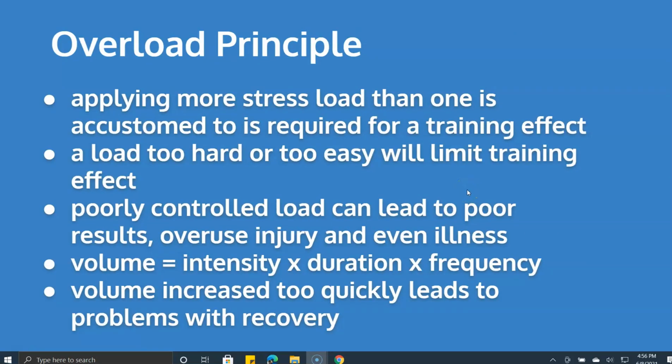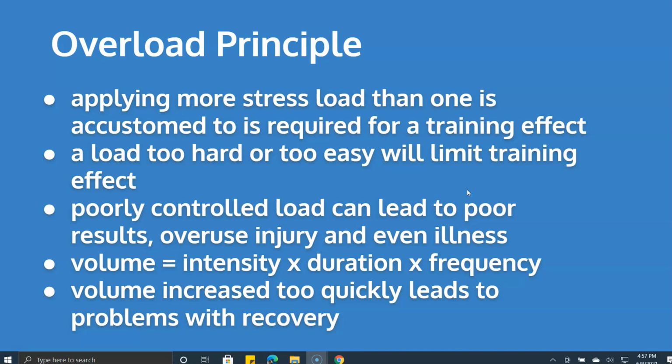So we're talking about load. Overload is a principle within training. We're trying to apply more stress, and we can refer to that as a load. The load creates a physiological stress greater than one's accustomed to, and this is required for a training effect. So we have to push, overstress, overreach a little bit in order to adapt and get a little bit fitter or more fit.